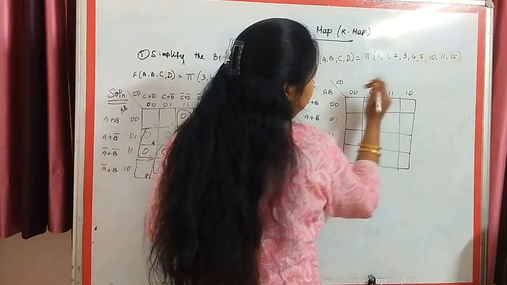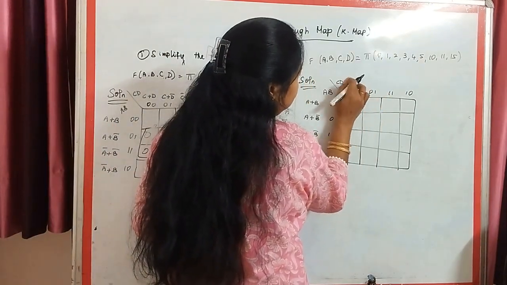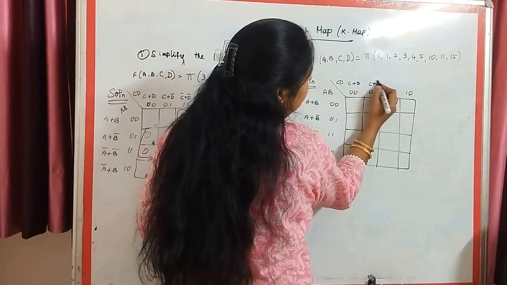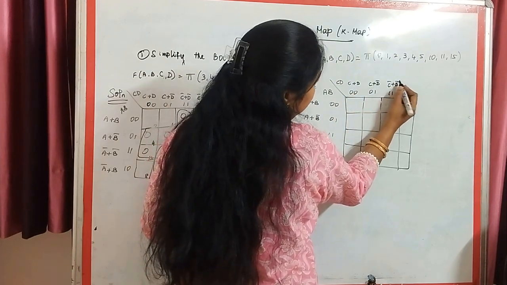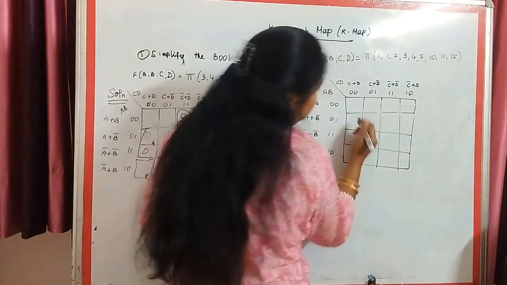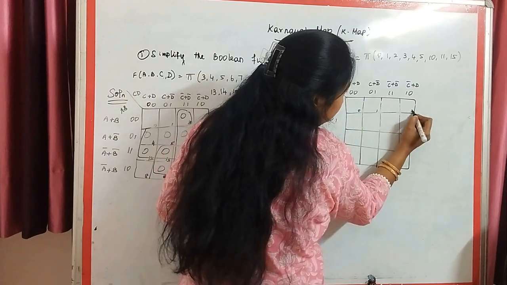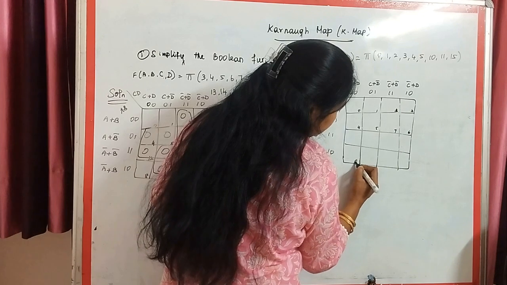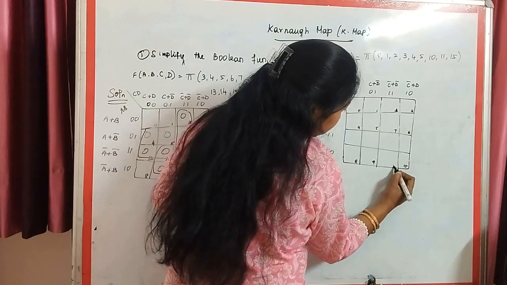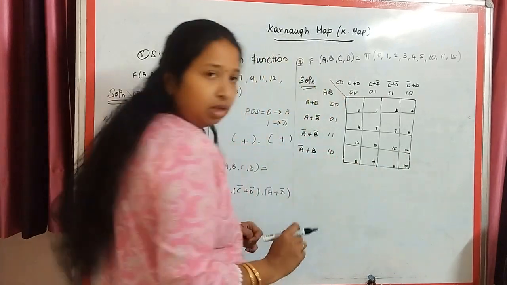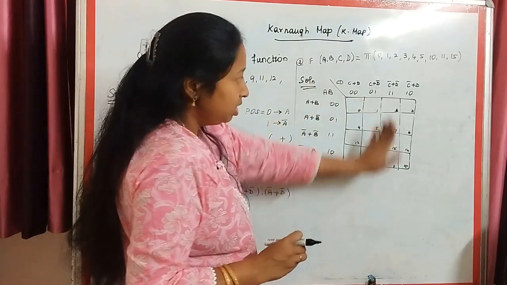Clear? In a similar way, can you give the expression for this? It is C plus D, C plus D bar, C bar plus D bar, and C bar plus D. Got it? Now write the decimal numbers inside. 0, 1, 2, 3, 4, 5, 6, 7, 8, 9, 10, 11, 12, 13, 14 and 15. Clear? Now your first step is done.